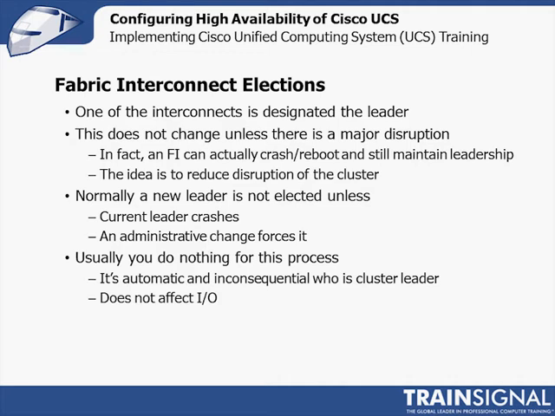You usually do nothing for this process. It's usually automatic and it's inconsequential who is the leader. It really doesn't matter. In fact, you don't know unless you go look. I can fail them back and forth, and I/O still runs. There's nothing causing a disruption there. If the FI flat out crashes, that's going to disrupt I/O and fail things over. But moving the leader or the primary back and forth does not disrupt I/O. So it's not really important to understand how the election works. In fact, it's not even that well documented. Just understand that one is primary and one is subordinate.